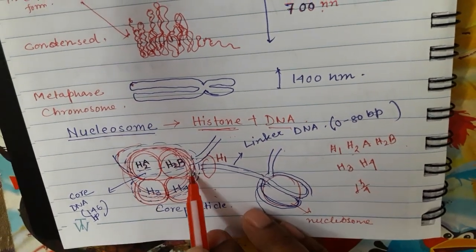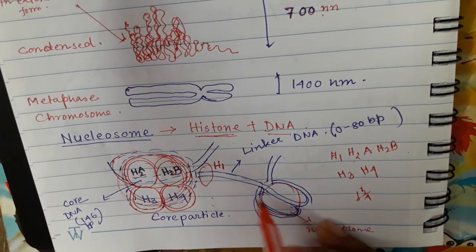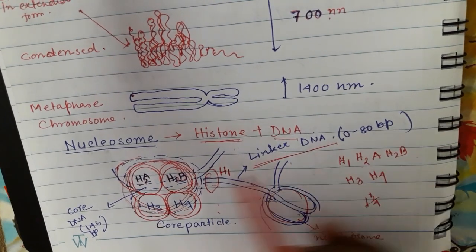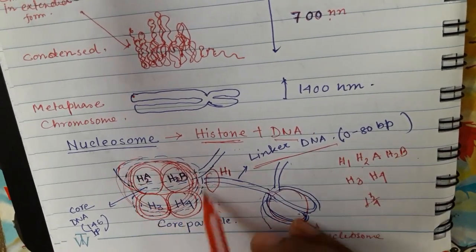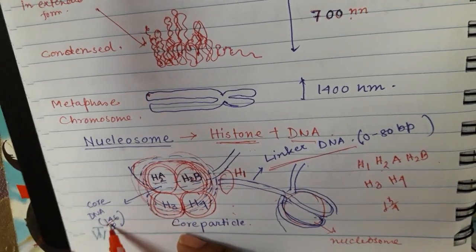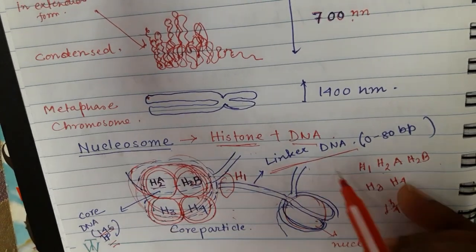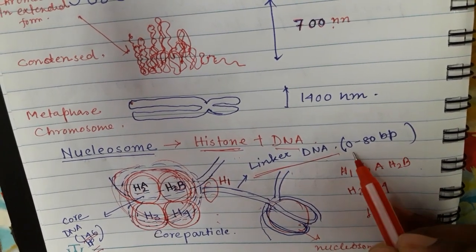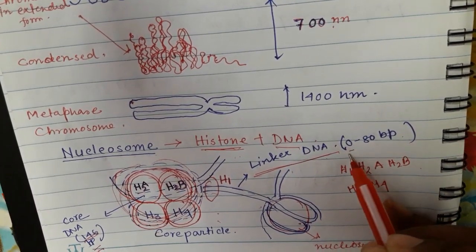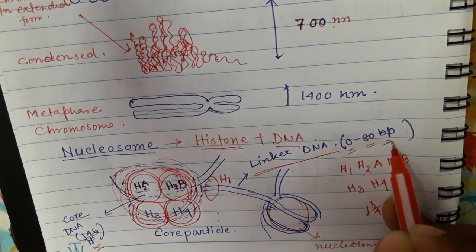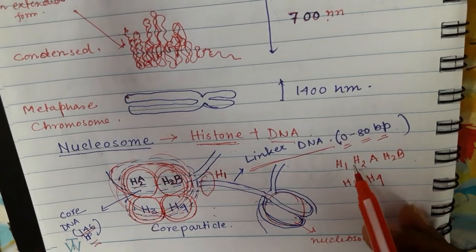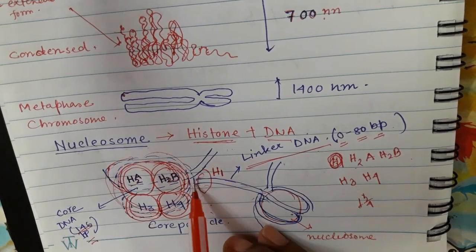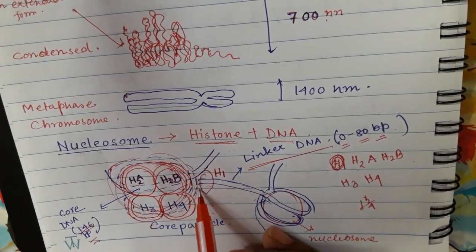And the part of DNA in between two nucleosomes is known as linker DNA. The length of the core DNA is about 146 base pair, whereas the linker DNA length varies from species to species, about 0 to 80 base pair. And the H1 protein is present on this linker DNA.